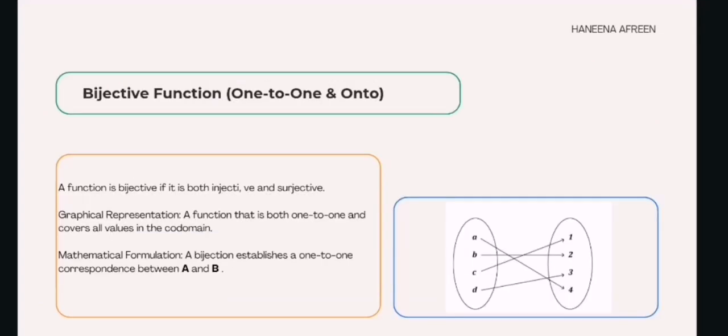Bijective function. A function is called bijective if it is both injective and surjective. This means it is one-to-one and onto, ensuring a perfect pairing between the domain and codomain. Mathematically, a bijective function satisfies both conditions, injectivity and surjectivity. Bijective functions are special because they have an inverse function, meaning we can reverse the process and find out the original input.